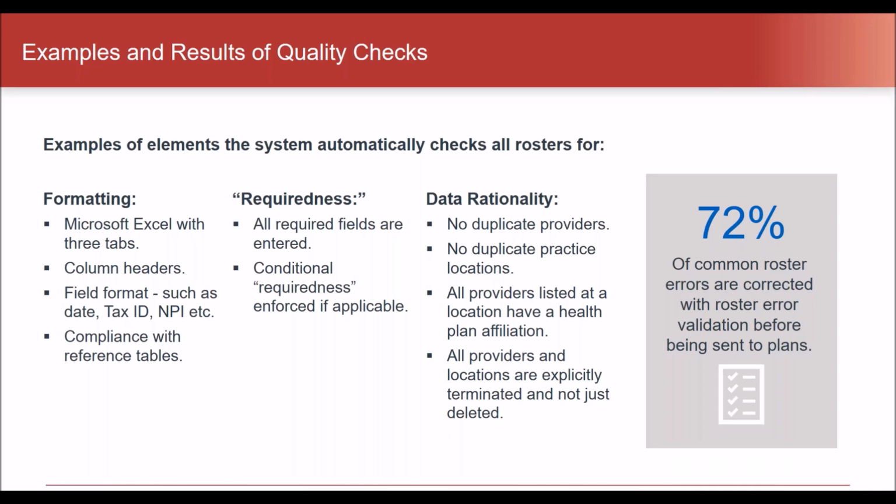In addition, we don't allow provider groups to just delete out rows of providers and send the file. They have to explicitly terminate them and let us know what date that we should transfer to you as an effective date for that termination. So no longer will you be wondering whether those providers were actually termed or accidentally deleted. This covers about 72% of the common roster errors you're seeing in your existing delegated process prior to ProView. So as I mentioned, this is a large swath of the issues you're experiencing that can be prevented just with the quality checks.